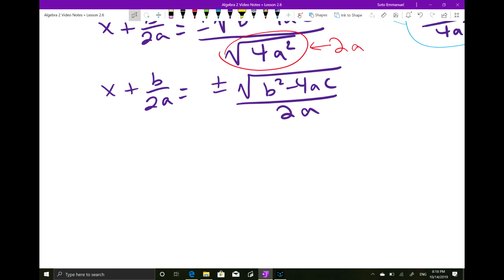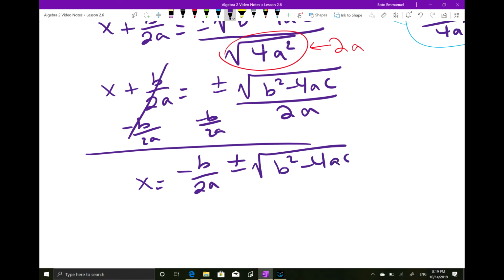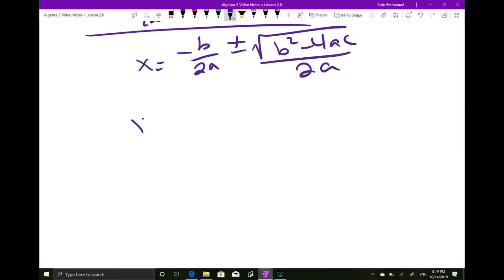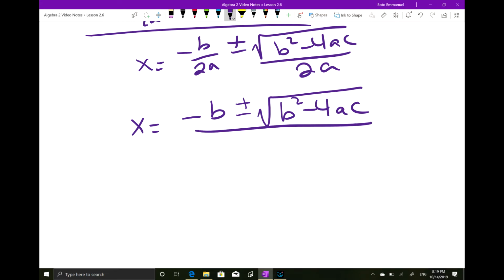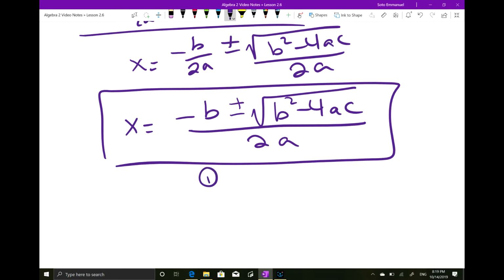And then the last step here: subtract b over 2a on both sides, and we will get our quadratic formula. So x is equal to negative b over 2a plus or minus the square root of b² minus 4ac over 2a. Now, because they have the same denominator, we can combine them under one denominator, and we get our lovely quadratic formula: negative b plus or minus the square root of b² minus 4ac, all over 2a. And this is referred to as the quadratic formula.